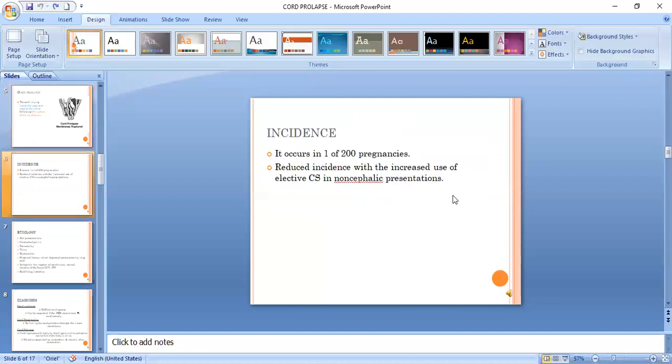Next, the incidence: among 200 pregnancies, one case can be of cord prolapse. Nowadays the incidence has reduced due to the use of cesarean section in non-cephalic presentations. In presentations other than cephalic, everyone is now opting for cesarean section, so the incidence has been reduced.